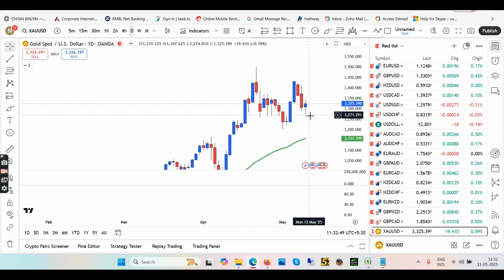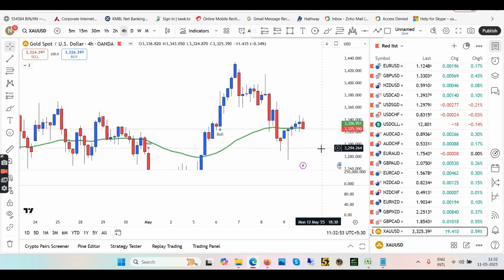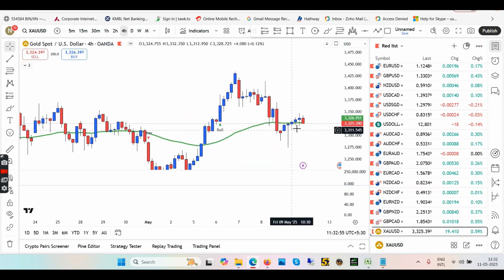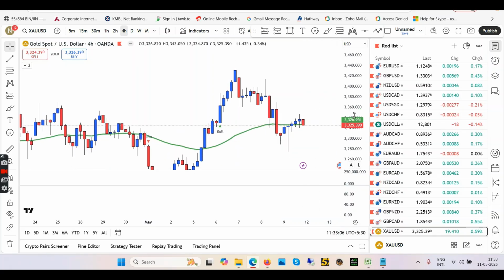These two red candles were pullback, and then coming back to 4 hour. Here in 4 hour, we are in between. Okay, so we are right on the EMA. So in 4 hour, we are just on the EMA, neither below nor above. So as we know, in gold, we look for only longs because it's the uptrend.